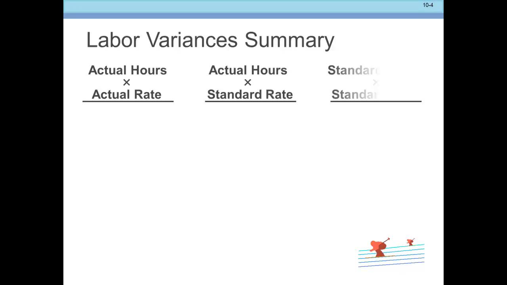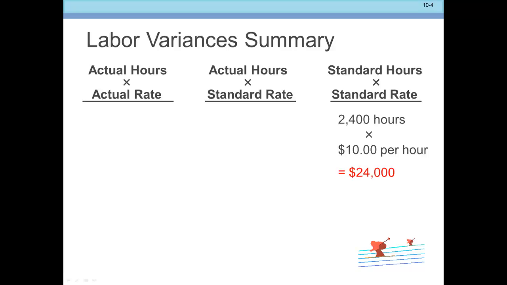The first thing we do is set up our table: actual hours times actual rate, actual hours times standard rate, and standard hours times standard rate. The standard hours of 1.2 hours per parka times the 2,000 parkas produced gives us 2,400 labor hours that we expect to be used to make the parkas. Then times the standard cost of $10 gives us $24,000. The actual hours consumed to make 2,000 parkas was 2,500, times the standard rate of $10 per hour gives us $25,000.